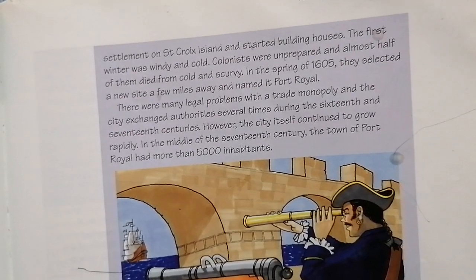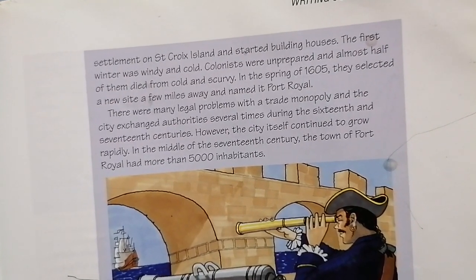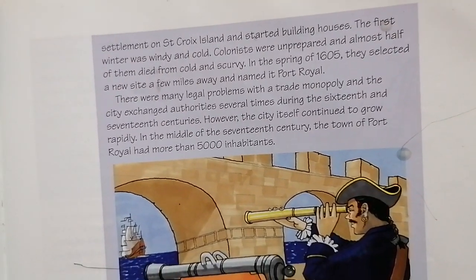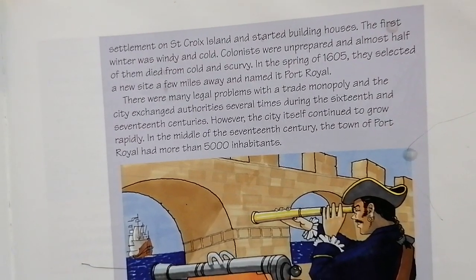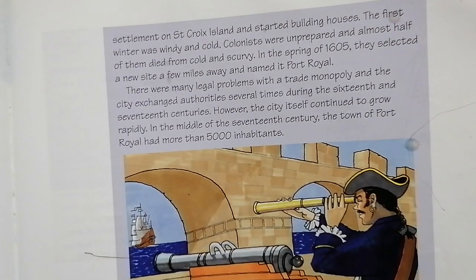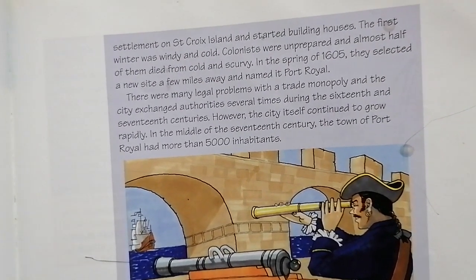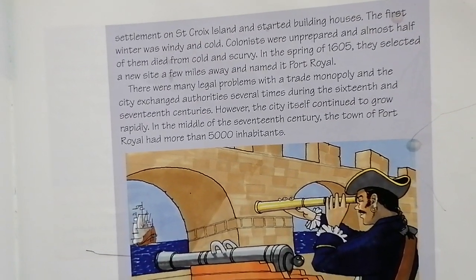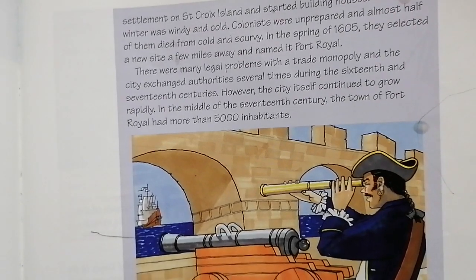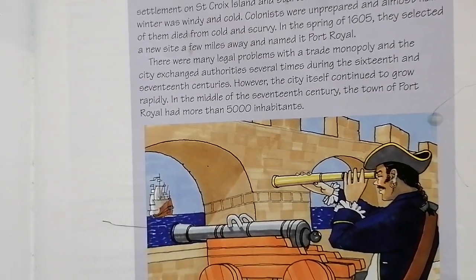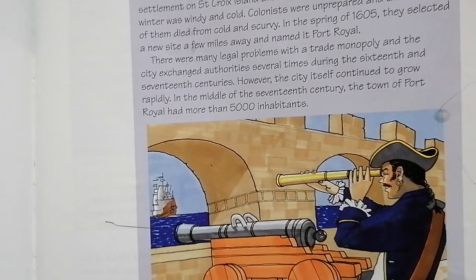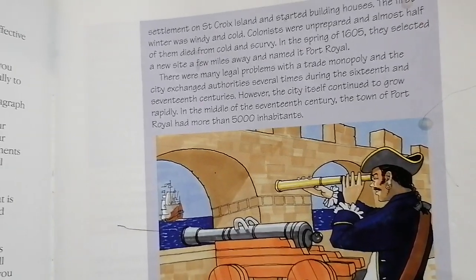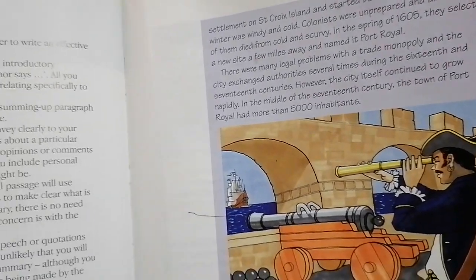In the spring of 1605, they selected a new site a few miles away and named it Port Royal. There were many legal problems with the trade monopoly, and the city exchanged authority several times during the 16th and 17th century. However, the city itself continued to grow rapidly. In the middle of 17th century, the town of Port Royal had more than 5,000 inhabitants.